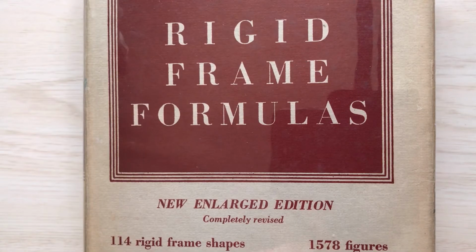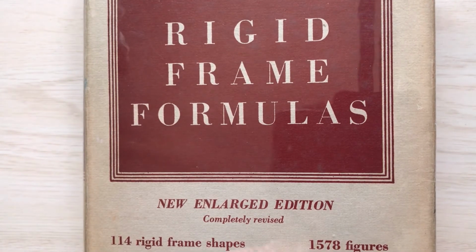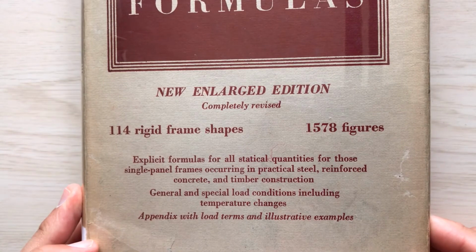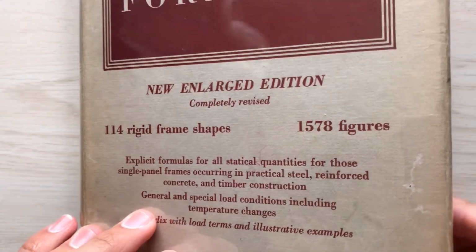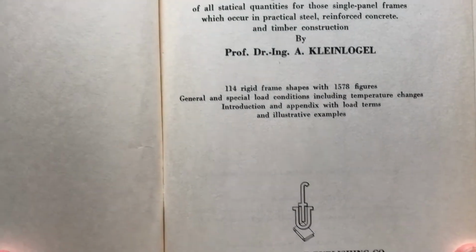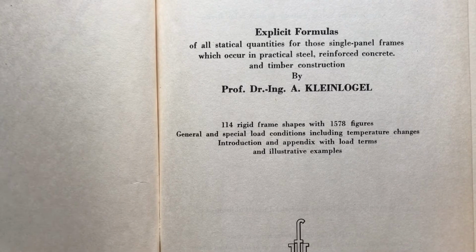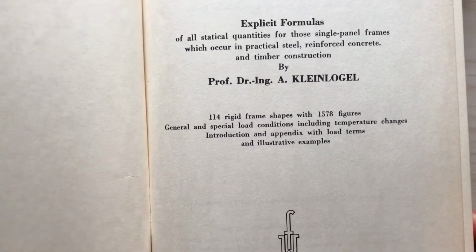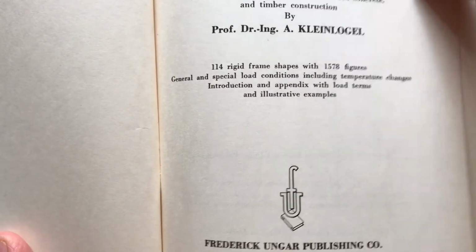Now this is a book called Rigid Frame Formulas. Okay, so it gives formulas for various configurations. This was written by Kleinlogel, a very old book. So I want to use a formula in this book to verify the reactions that I just calculated for that frame. Okay, so let me find it.